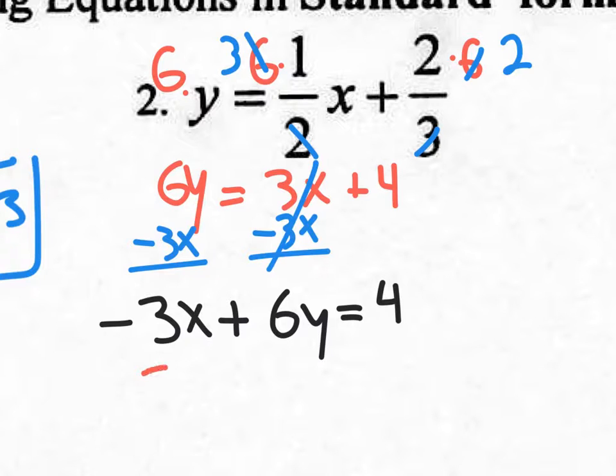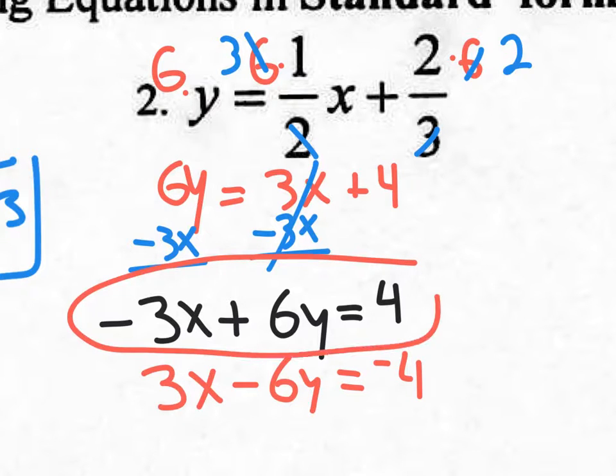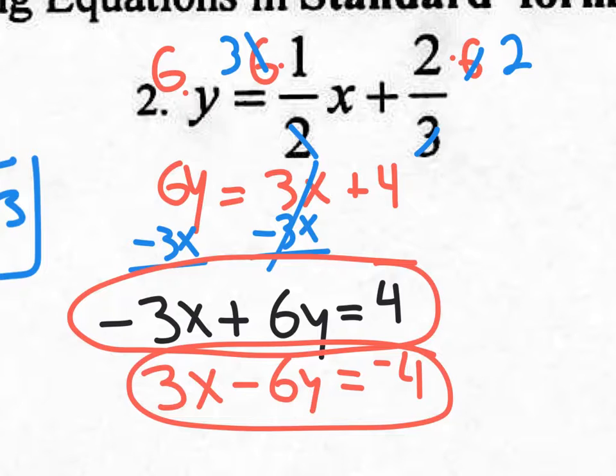Or positive 3x minus 6y equals negative 4. This is great. This is also good. It all just depends on what multiple choice answer they give you on the final, which is in a couple of weeks. By the way, we are going to have a quiz on this stuff Friday. Moving on.